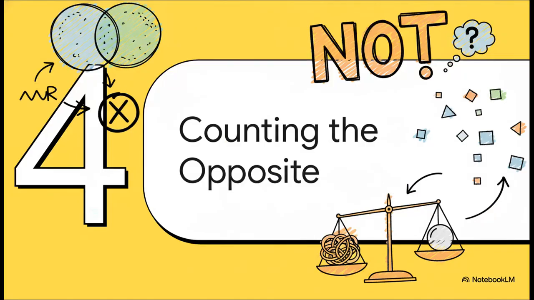All right, we have handled OR problems, both the simple kind and the overlapping kind. But now let's switch gears and look at a totally different challenge. Problems that have the word not. Believe it or not, sometimes counting what you want directly is the absolute hardest way to do it.